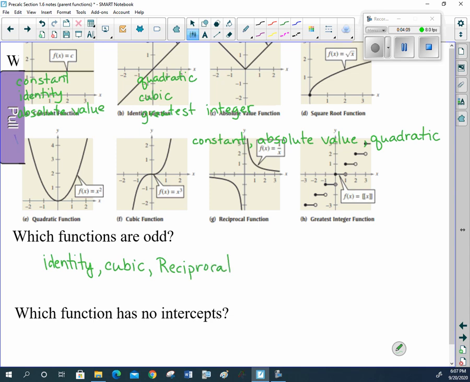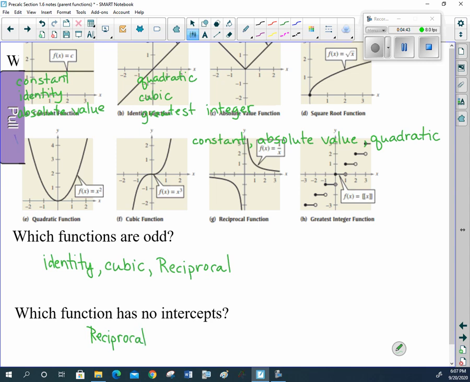And then which function has no intercepts? So let's see, that would be the reciprocal function. The constant function has a y-intercept, the identity has an x and a y, absolute value x and a y, square root has x and a y, quadratic x and the y because they all have an intercept at the origin. Same with the cubic. The reciprocal function does not. So this would only be the reciprocal function.